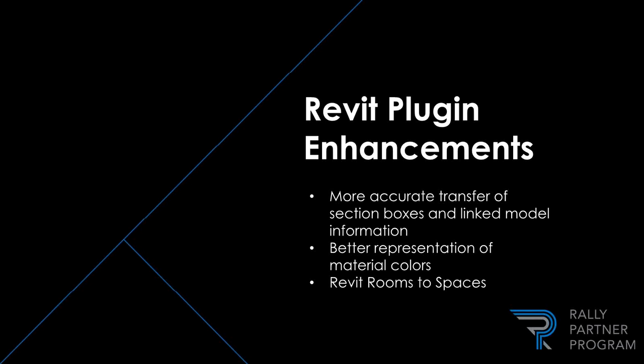So first one, more accurate transfer of section boxes and linked model information. If the customer uses section boxes in Revit and linked models in Revit, that information contained will now carry over or convert over more accurately onto a PDF. Okay? Better representation of material colors. So this one, material colors on a 3D PDF are more vibrant and a better representation of the colors coming out of Revit. The third one is Revit Rooms to Spaces.